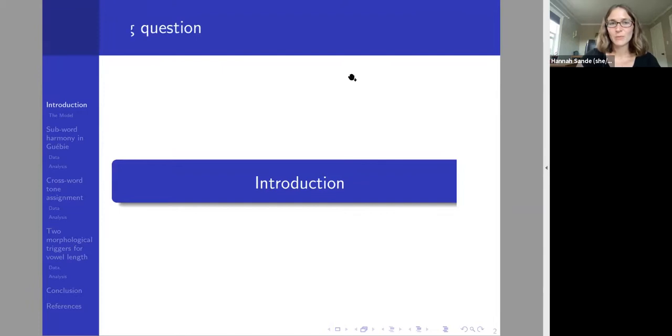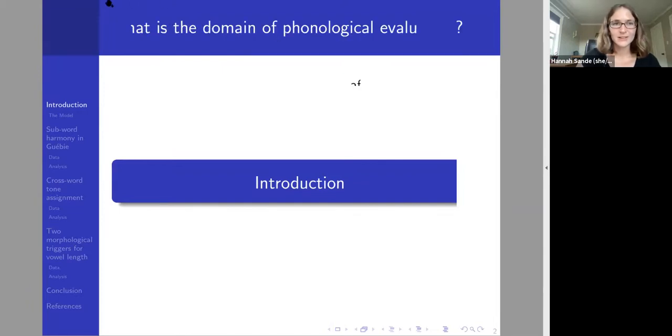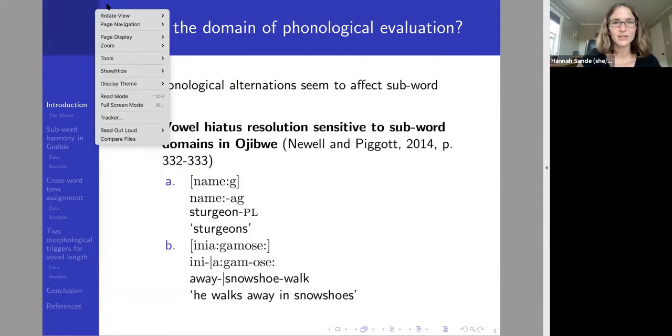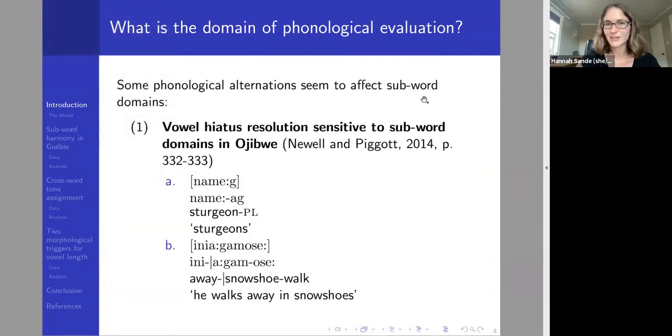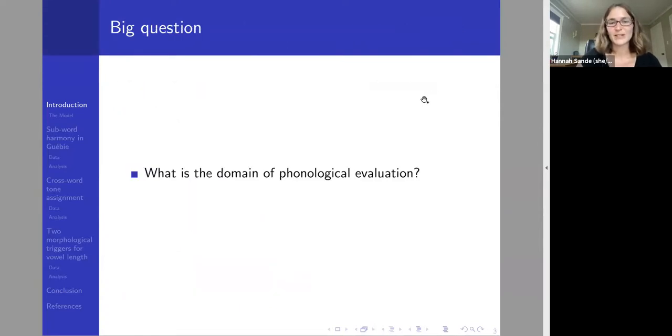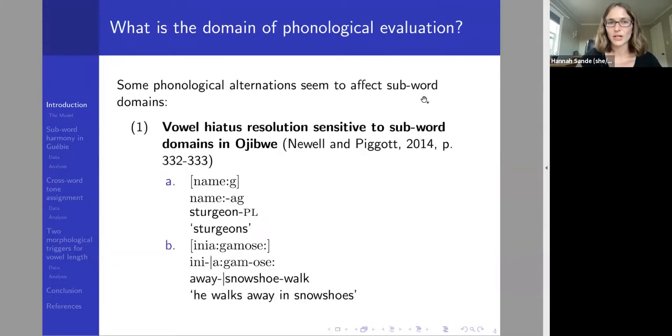So one big question here is, what is the domain of phonological evaluation? When we're applying phonology, we often think of constraints evaluating a single word at a time, or maybe a particular prosodic domain. And I'm going to ask here, what really is the domain of phonological evaluation?